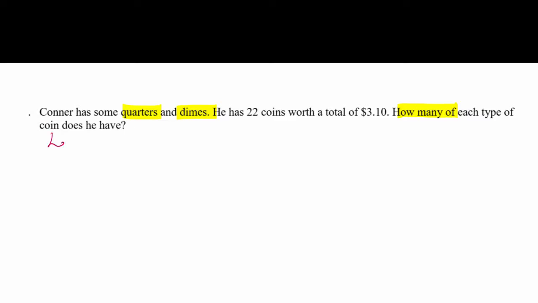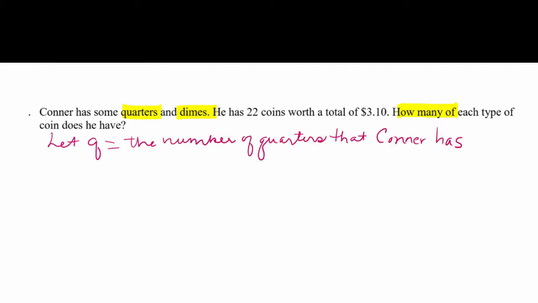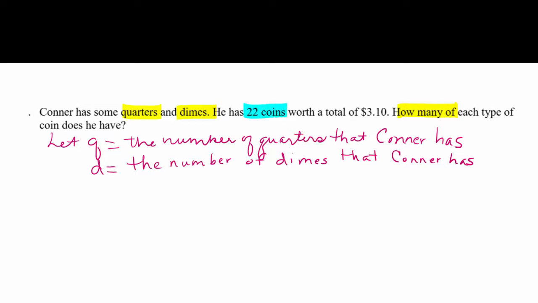So I'm going to let Q represent the number of quarters that Connor has, and I'm going to let D represent the number of dimes that Connor has. Now our first equation has to do with how many coins he has total. So he's got 22 coins. So that allows us to write this first equation, which is Q plus D equals 22. So he's got Q quarters added to D dimes, and that is 22 coins in total.